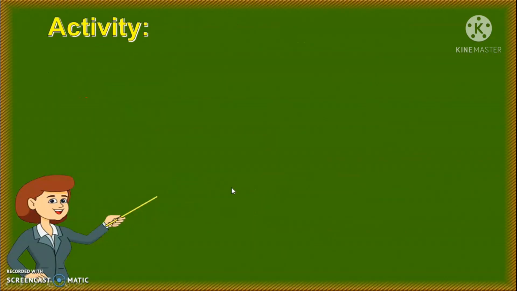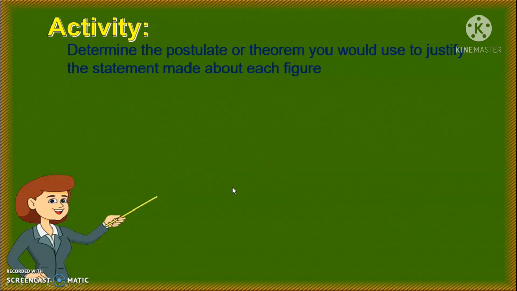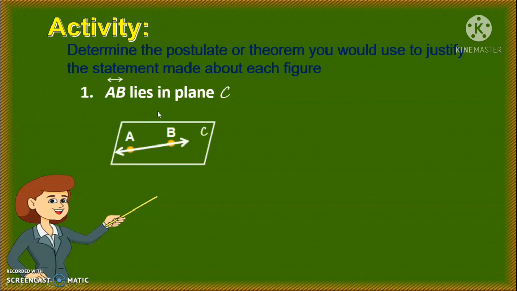So, we will have an activity. Determine the postulate or theorem you would use to justify the statement made about each figure. So, number 1, AB lies in plane C. So, ito yung figure. So, anong postulate or theorem ang ginagamit dito?